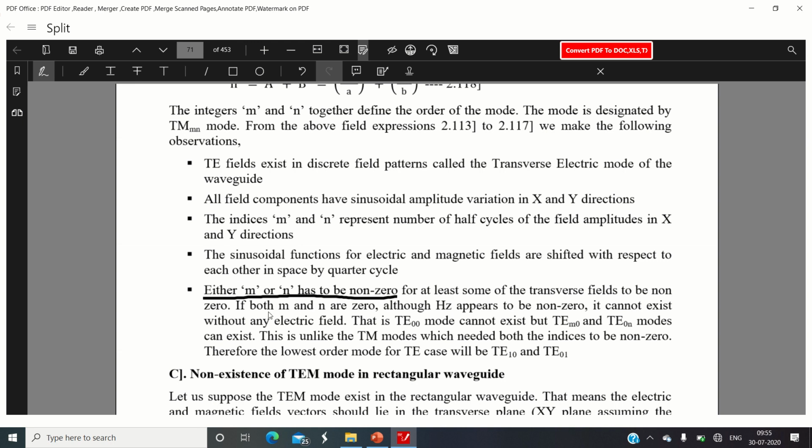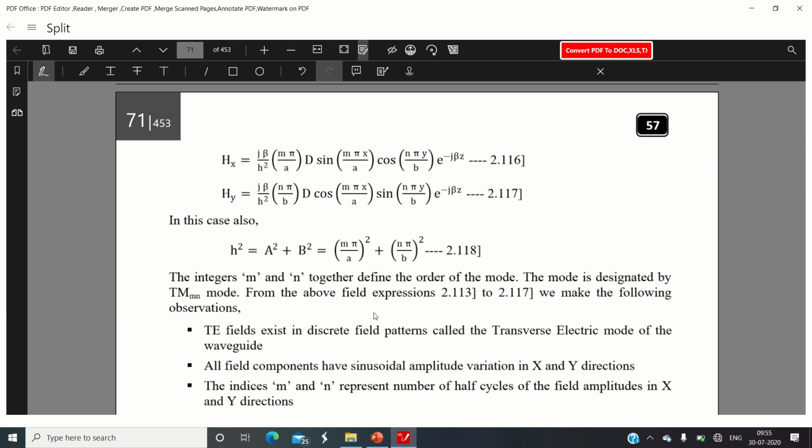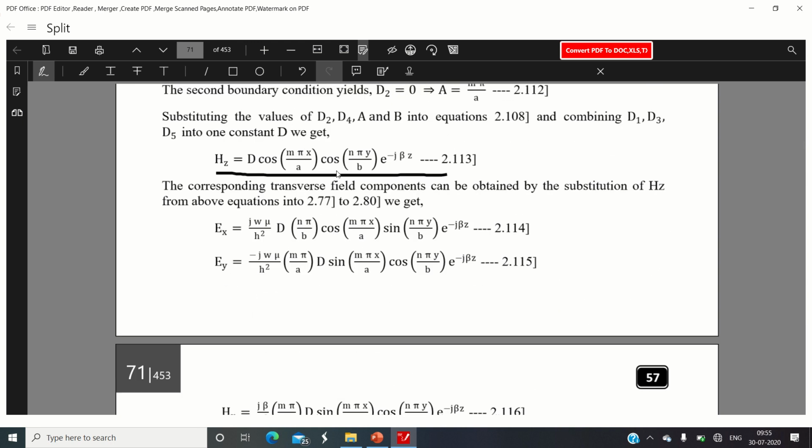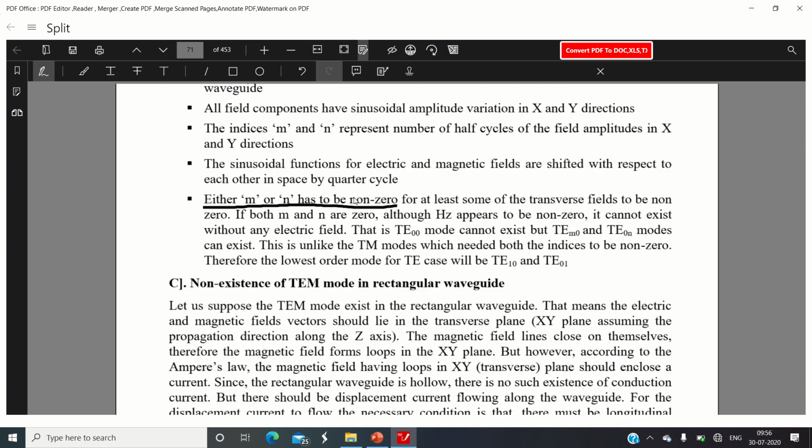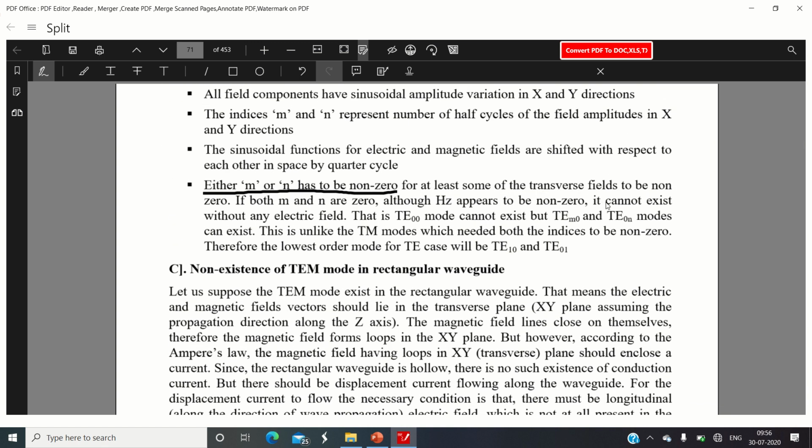Okay. So if we put both m and n equal to 0, what will happen then? If I put both m and n equal to 0, Hz is going to be non-zero. It appears it cannot exist without any electric field. Okay, so the TE00 mode cannot exist, but please remember the TEm0 or TE0n mode can exist. So this is unlike the situation of a TM mode.